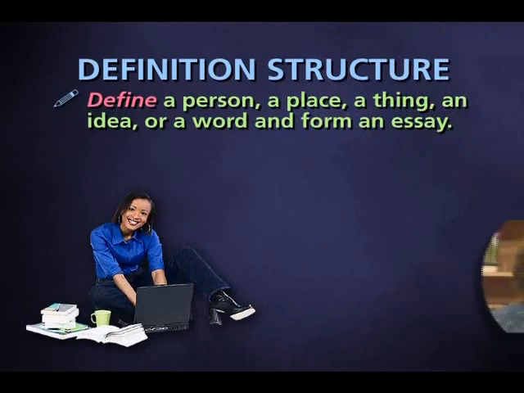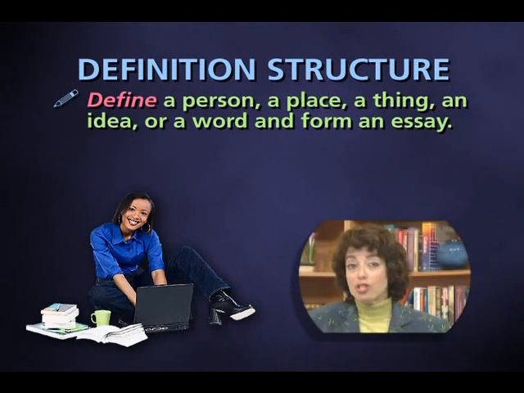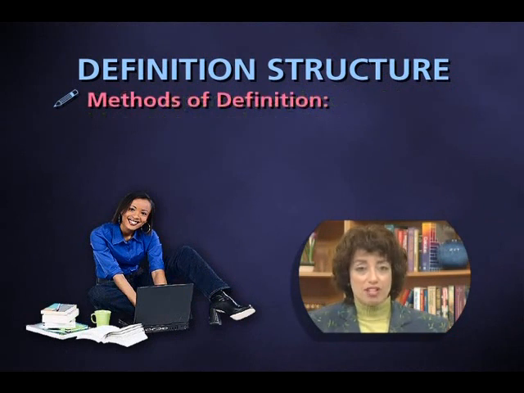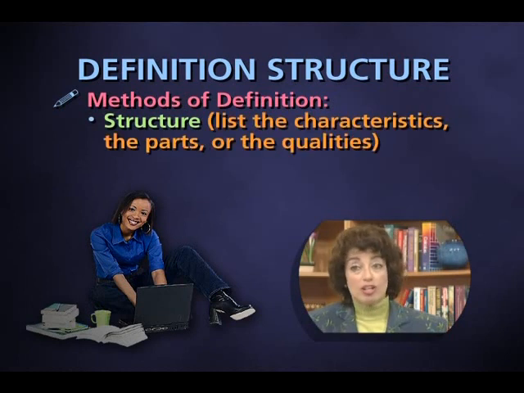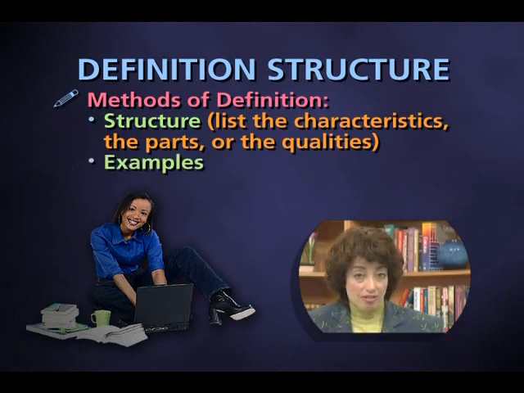You can also define a person, a place, a thing, an idea, a word, and form an essay that way. There are many different methods of definition. There's the structure. You list the characteristics, the parts, or the qualities of the person, place, thing, or idea. You can give examples of it.